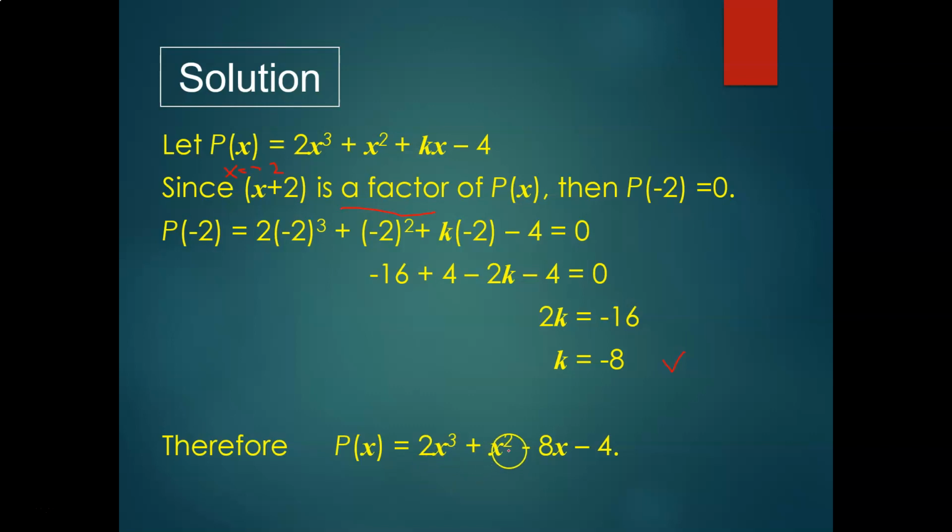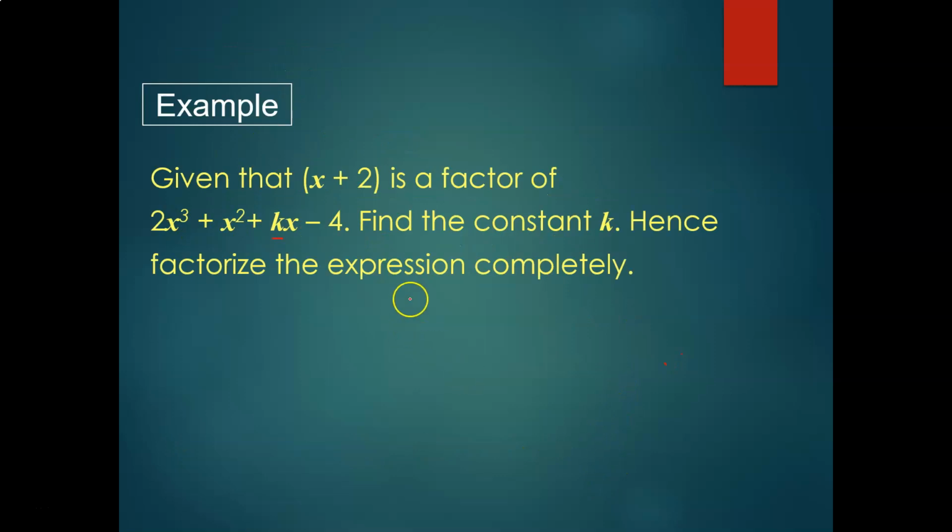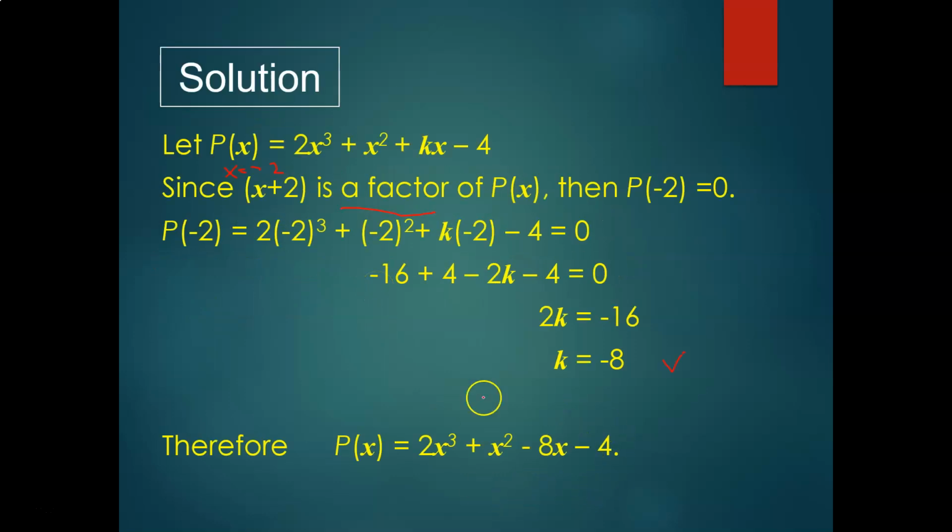2x cubed plus x squared minus 8x minus 4. You dah gantikan k ni dengan negative 8. Okay, now dia dah kata, once you dah solve for k, you have to factorize the expression completely. You kena factorize pula yang ini. Macam kita buat factorization di chapter 2, quadratic equation kan? But this one is cubic. So, how you going to factorize cubic?